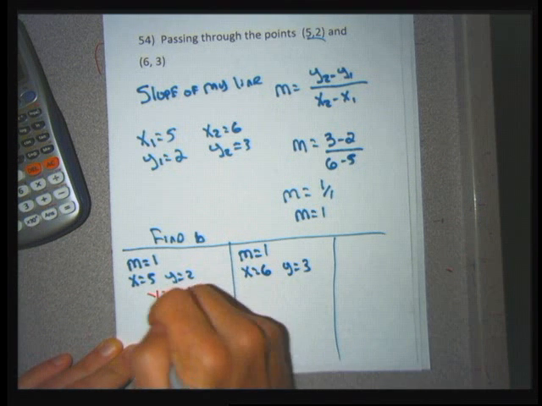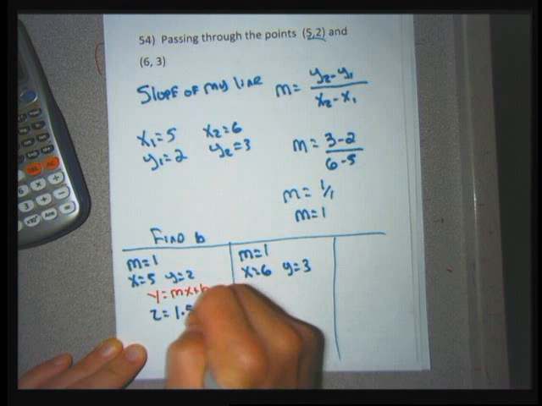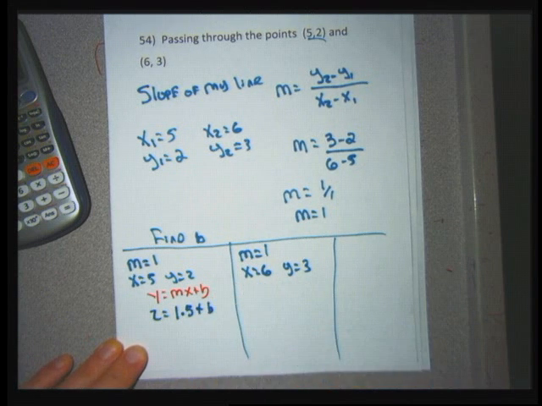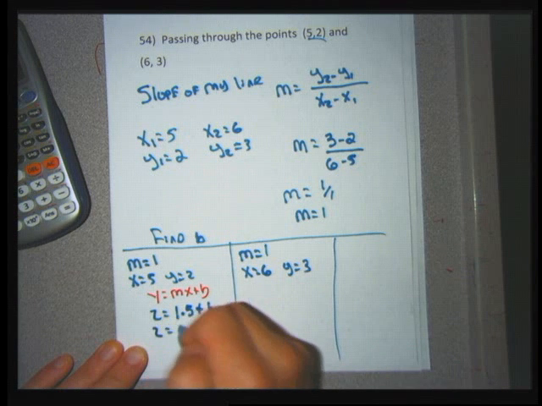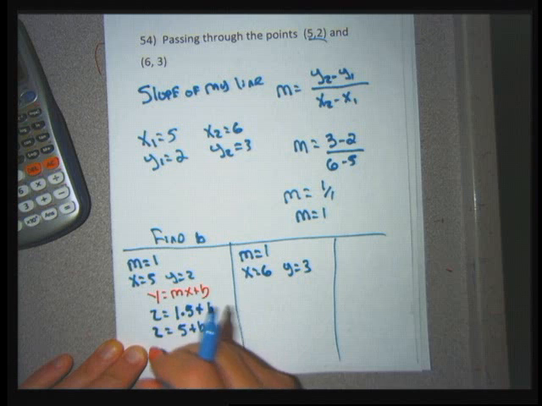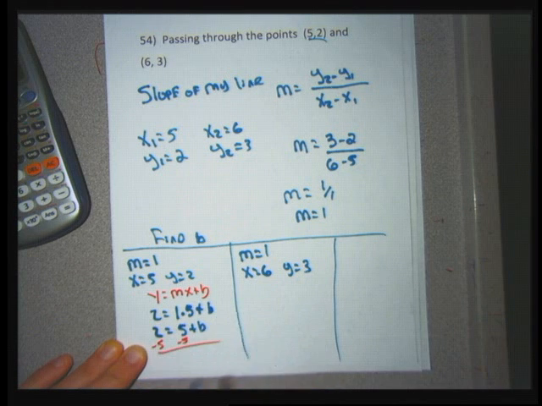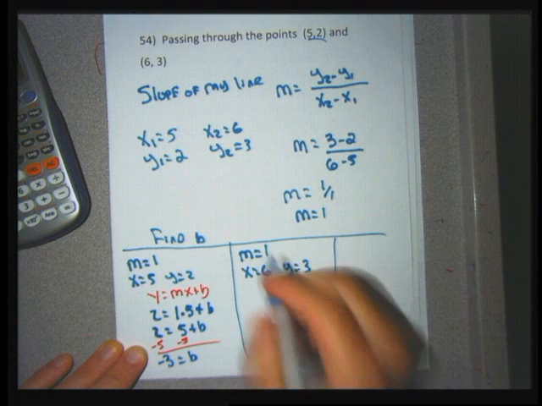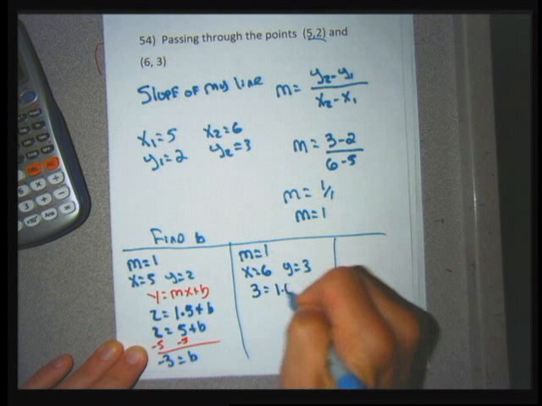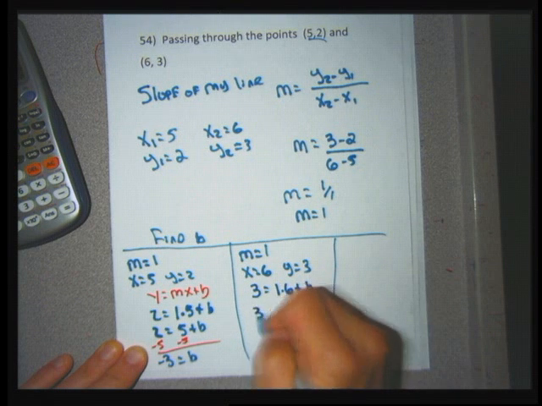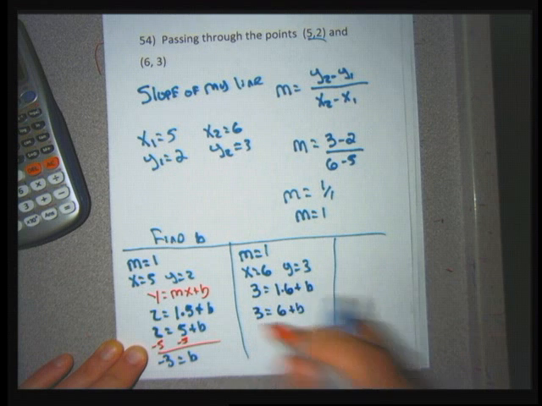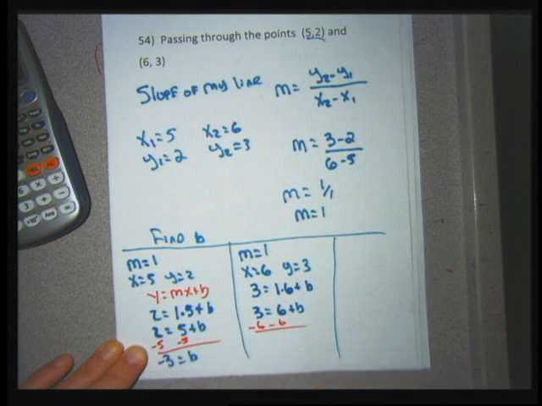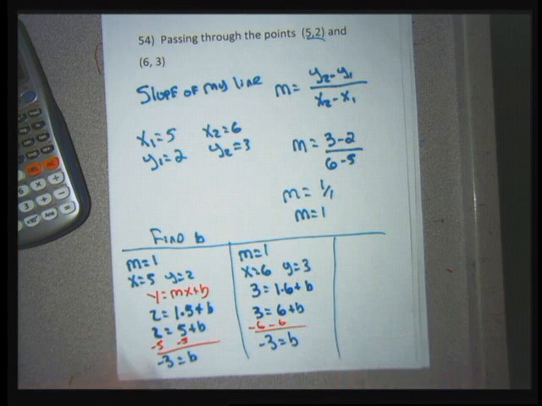If I plug in 2 for y, 1 for m, 5 for x, I get 2 equals 1 times 5 plus b, which is going to give me 2 equals 5 plus b. And if I subtract 5 from both sides, I get negative 3 equal to b. If I did this other point and did 3 for y equals 1 times 6 plus b, I'd get 3 equal to 6 plus b, and then I'd subtract 6 and get negative 3 equal to b. So regardless of the point that you pick, you're going to get the same b, so it doesn't matter which point you pick. You don't need to do both computations.